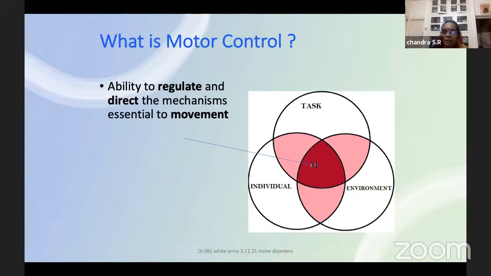For that, a lot of calculation is needed. So that calculation is called motor control. You have a task, an environment, and an individual. That needs proper calculation. So many vehicles are moving on the road. Very rarely do accidents happen, even though they do happen. But that is to be prevented. That is mostly prevented because of this motor control, which is a coordinated execution of task, individual and environment related motor goals.